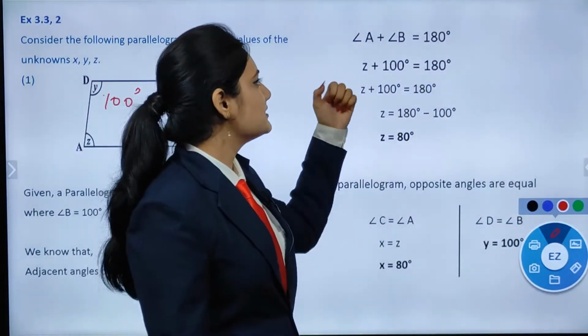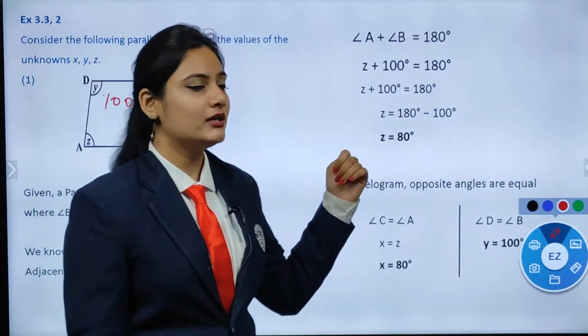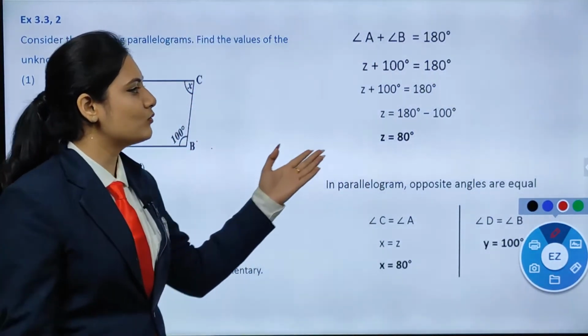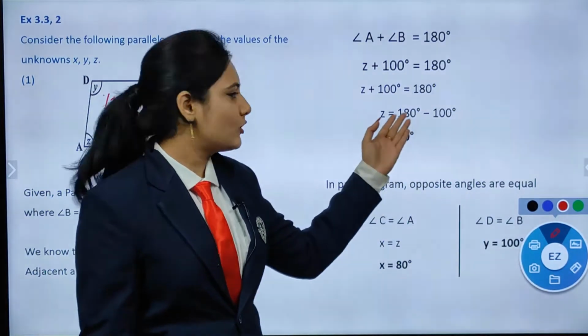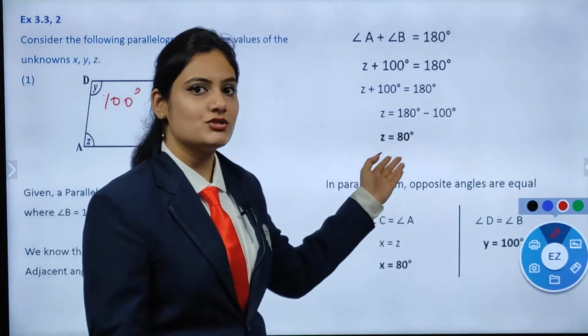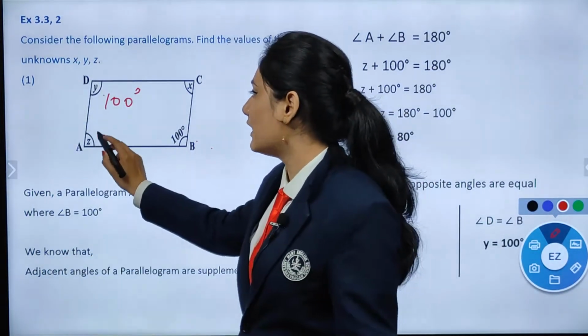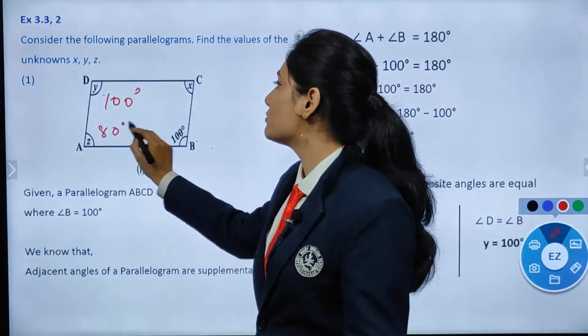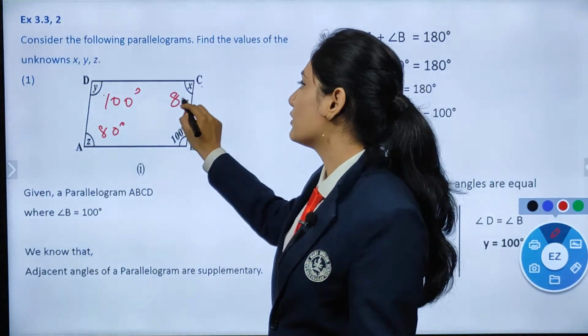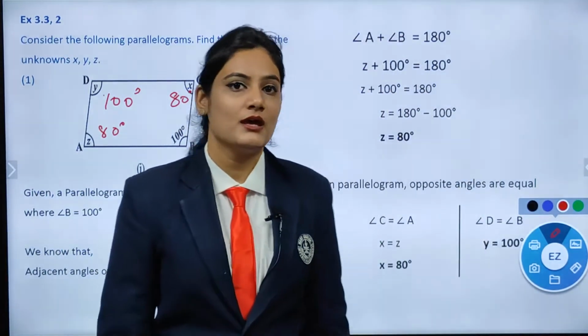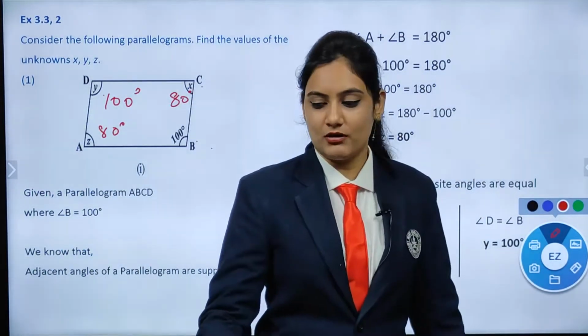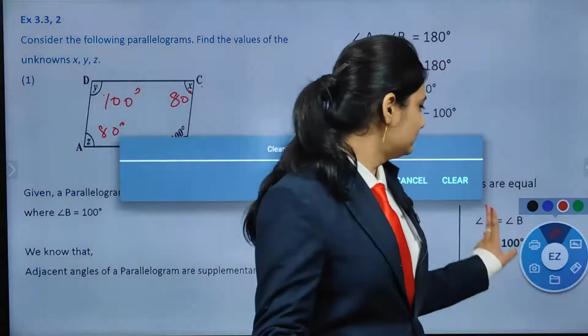Then angle A is z, angle B is 100 degree, equal to 180. So z is equal to 180 minus 100 degree, which is equal to 80 degree. Now if you have got angle A, that is 80 degree, angle C will also be equal to 80 degree. Now we will move towards our next question.